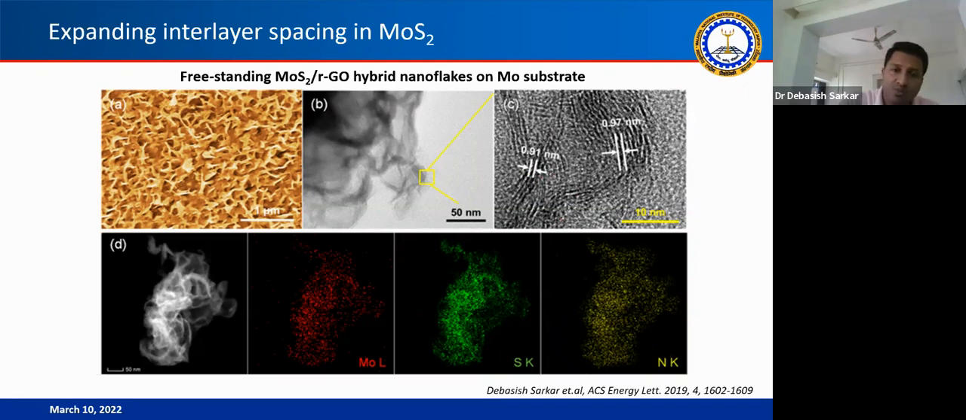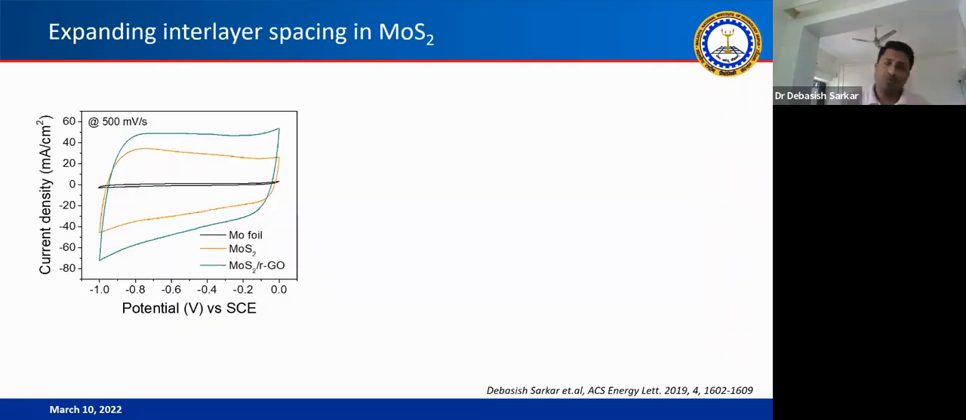Then we went for some electrochemical analysis, starting with cyclic voltammetry, then charge-discharge measurements, and so on. This image shows the comparison of CV properties, that is, cyclic voltammetry, for Mo foil, MoS2 on Mo, and MoS2 RGO on Mo. You can see MoS2 RGO shows the highest current, that means the highest capacitance, compared to all the other components. That means the composite shows much better electrochemical or redox activity compared to its component materials, which was our idea actually.